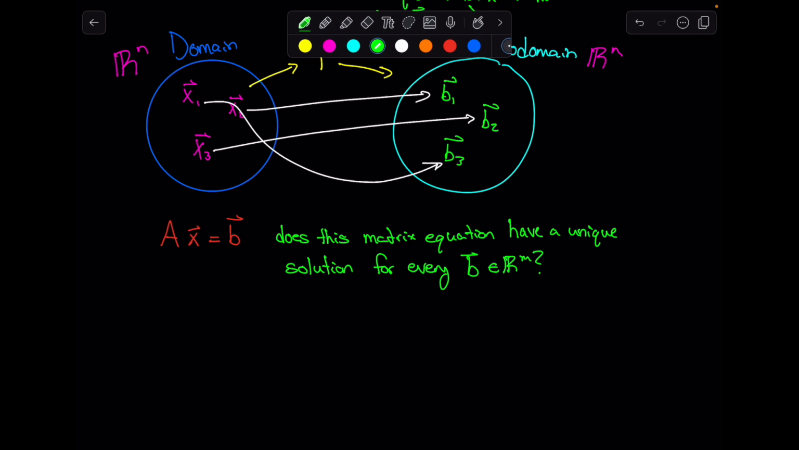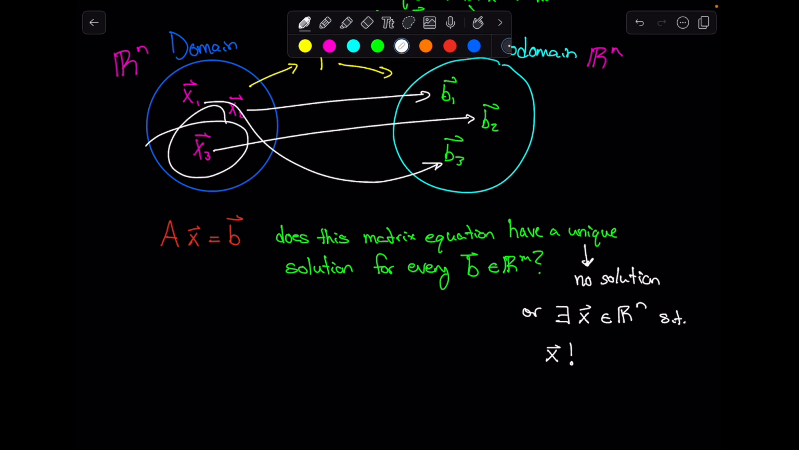That's what we're wondering. So by unique solution, what we mean is, look, either there is no solution, or there exists some x from Rn such that this vector x is unique. So this is a very shorthand notation of writing this. But basically whatever solution we come up with, whatever vector x we're finding here, has to be unique. There can't be an x over here that is shared with another vector b. We can't get the same one anywhere else. It has to be unique.